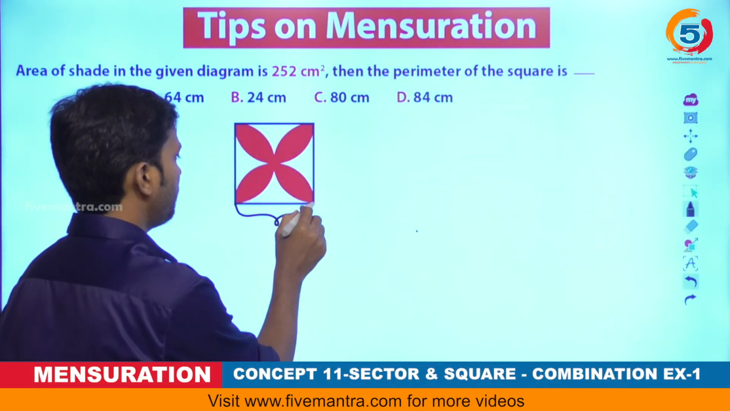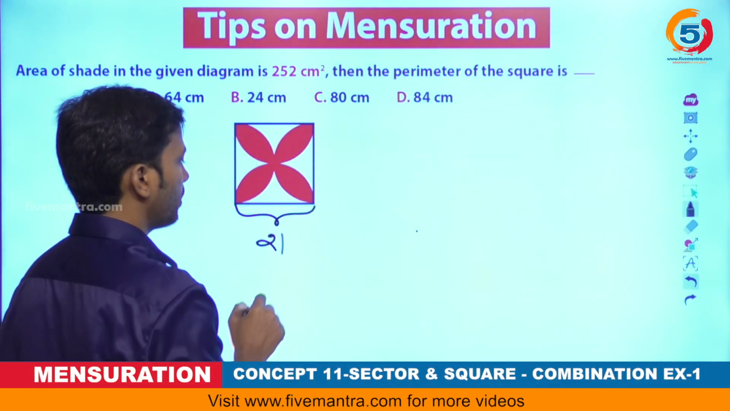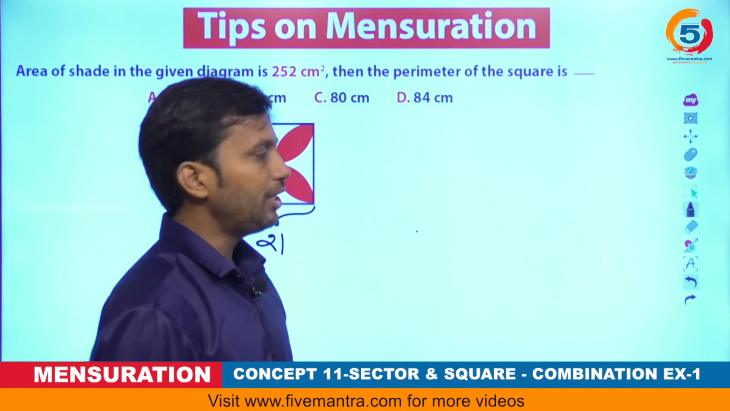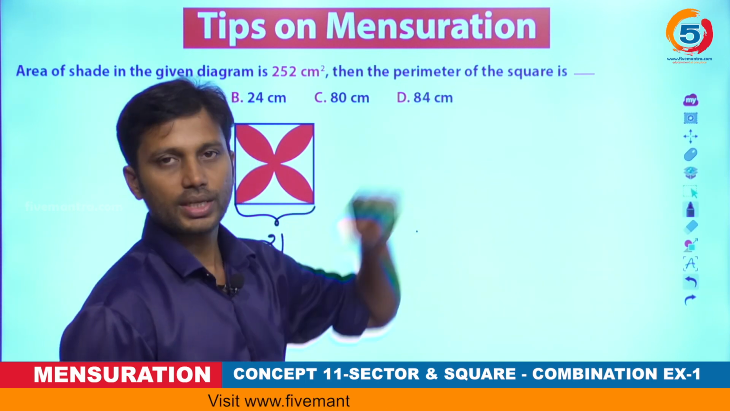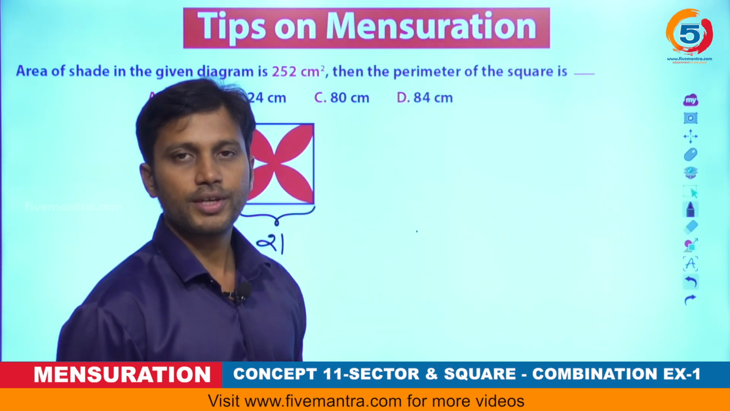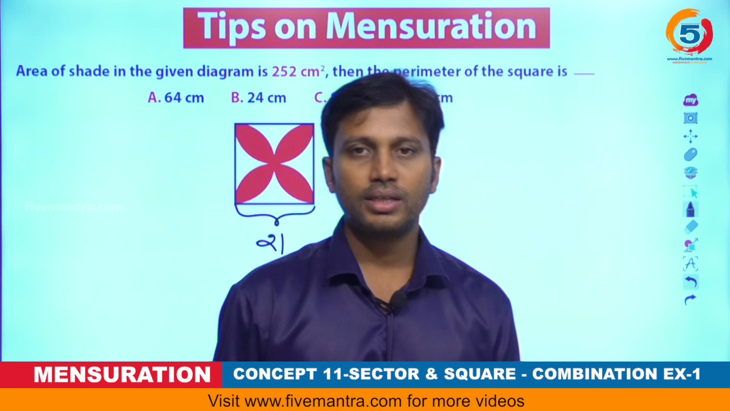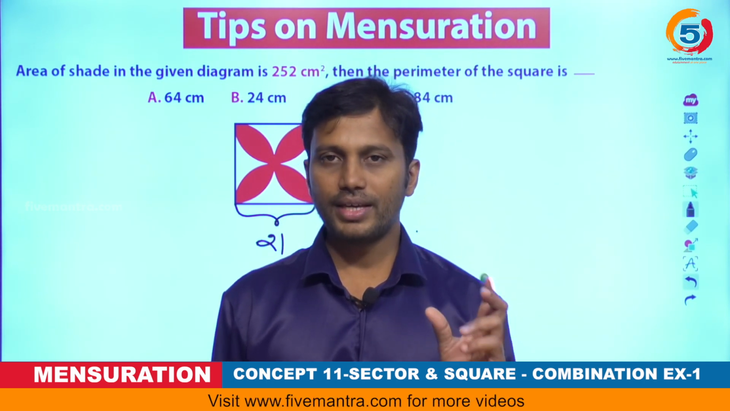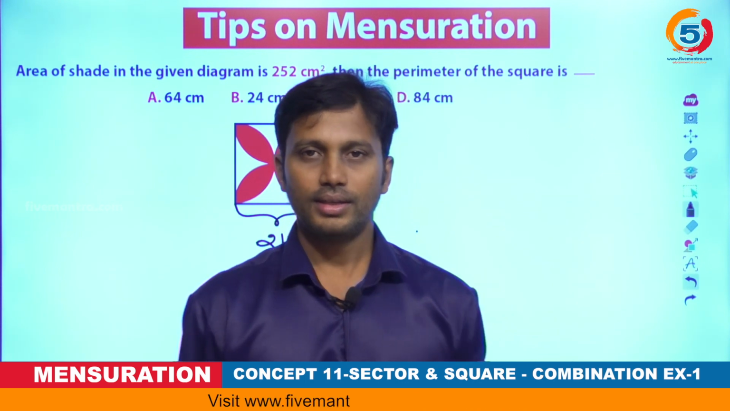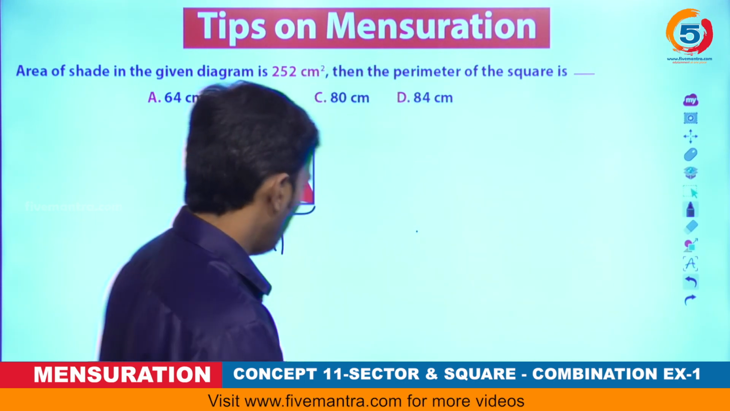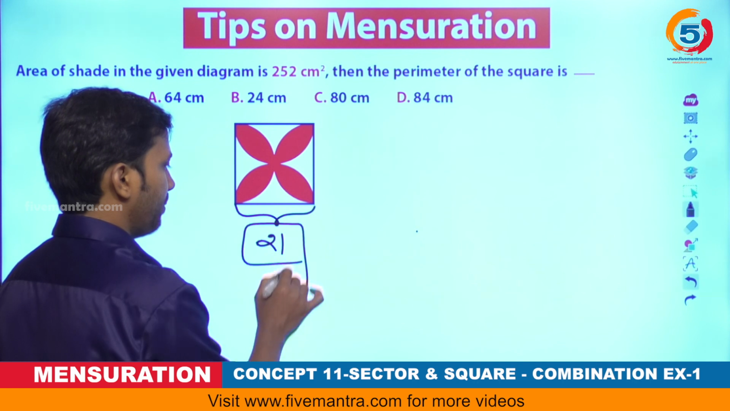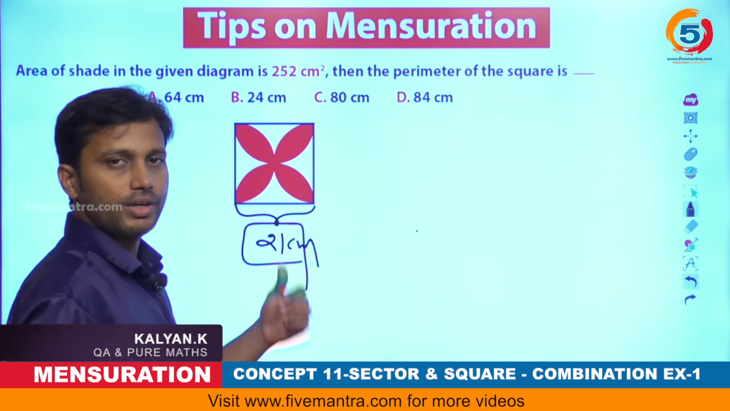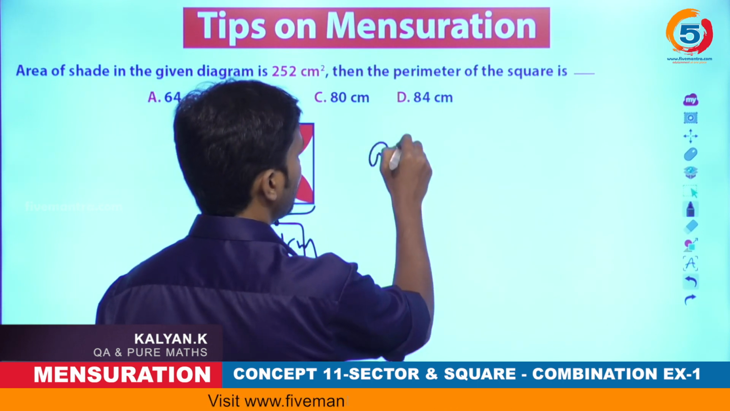So what is the value of A we got? 21, right? The side is how much? 21 centimeters. Now we need to find out the perimeter of the square. If you want to find the perimeter of a square, what is the basic formula? How to find the perimeter of the square? 4 times its side, right? If A is a side, then 4A is the perimeter of the square. So what is the value of side we got now? 21.